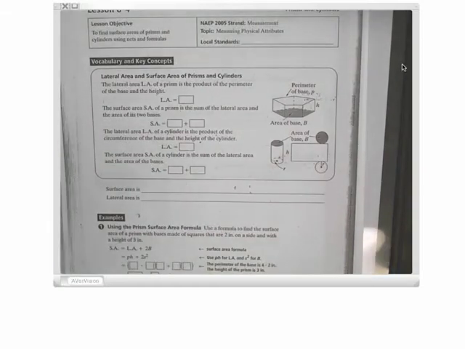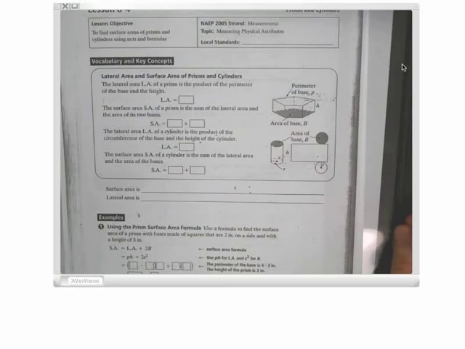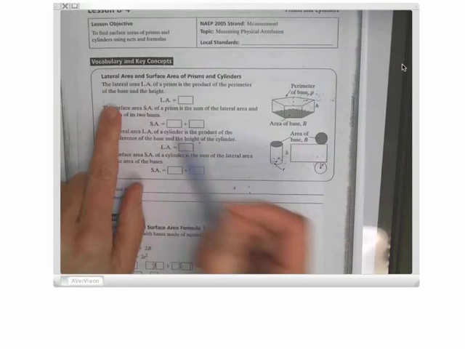This is Lesson 8.4 for Course 3, Surface Areas of Prisms and Cylinders. And those are our objectives: to find the surface area of prisms and cylinders using nets and formulas. Okay, so up here at the top, we'll be looking at formulas, and then we'll actually be working through some nets as well.